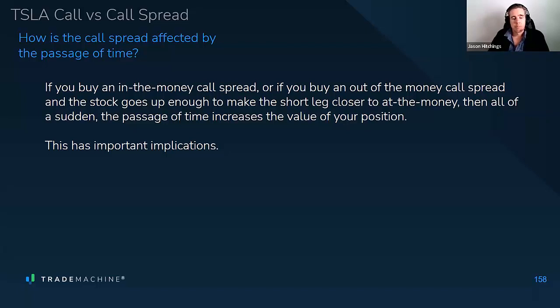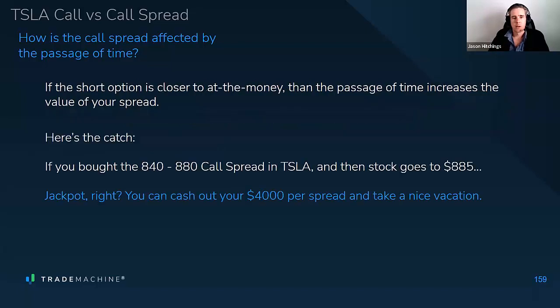So in short, if you own an out-of-the-money call spread, time is going to hurt you. And if you own an in-the-money call spread that's deeply in the money, then time's actually going to help you. But there are some tricky parts of that, and this is an important consideration. It takes a little bit of focus in order to grasp it, but it's important. So let's take another minute to look at this.